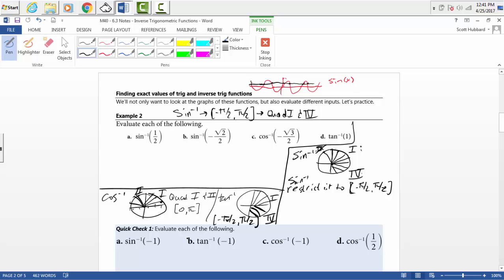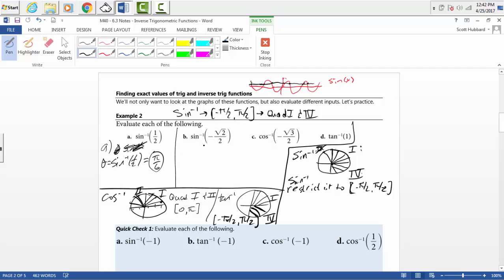All right. So let's get some practice here. Evaluate for A, sine inverse of 1/2. So a sine inverse of half, again, this is asking what angle has to go into sine to give me 1/2. Sine inverse of 1/2, that's going to be pi over 6. Theta equals that. Remember, what comes out of an inverse sine is an angle.